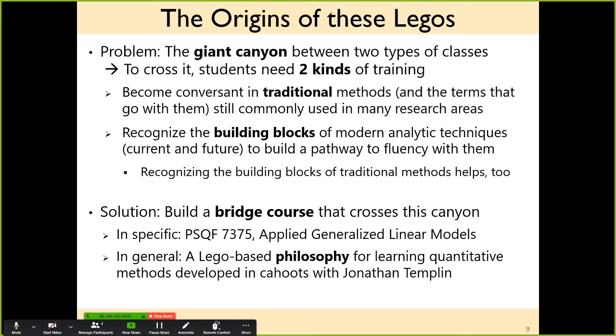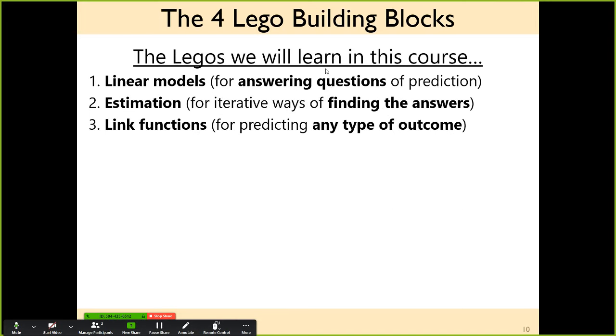But that same idea is what I'm trying to bring into this course. It's what are the building blocks you already have? What are the building blocks you need to not only be able to do all the stuff I just talked about, but be able to grow into the advanced courses if that's what you want to do? And I'm here to tell you that's what you want to do. So it's a Lego-based philosophy for what goes into quantitative methods and models. There's only 4. Linear models, estimation, link functions, and that's what we're covering this semester, broadly construed.